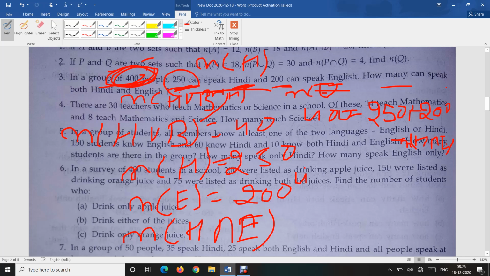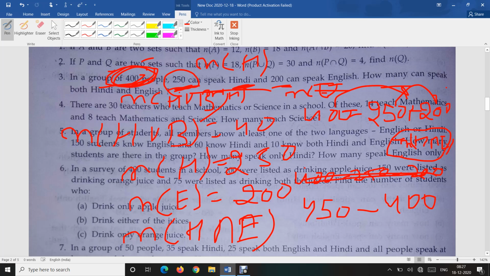So it will be 400 equals 250 plus 200 minus n of h intersection e. 250 plus 200 is 450. Then you have to transfer this 400 to the right hand side, and it will be 450 minus 400, which is 50. That means n of h intersection e is 50. Hope you understand this question also.